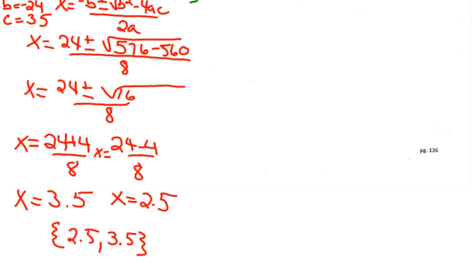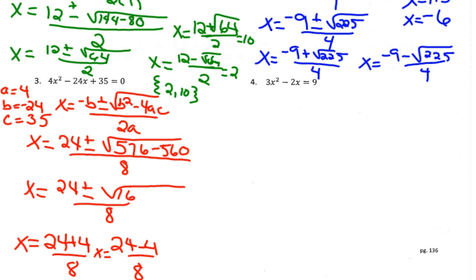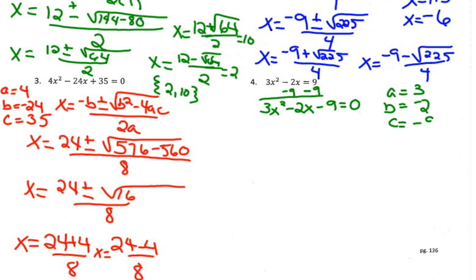All right, let's try the next one. So I need to get my 9 on one side, so I'm going to subtract 9. And again, if you can do that in your head, you don't have to show the minus 9. Some of you are now to the point where you can do that. So we're going to write out A is 3, B is negative 2, C is negative 9. I'm going to write my formula, negative B plus or minus square root of B squared minus 4AC all over 2A.